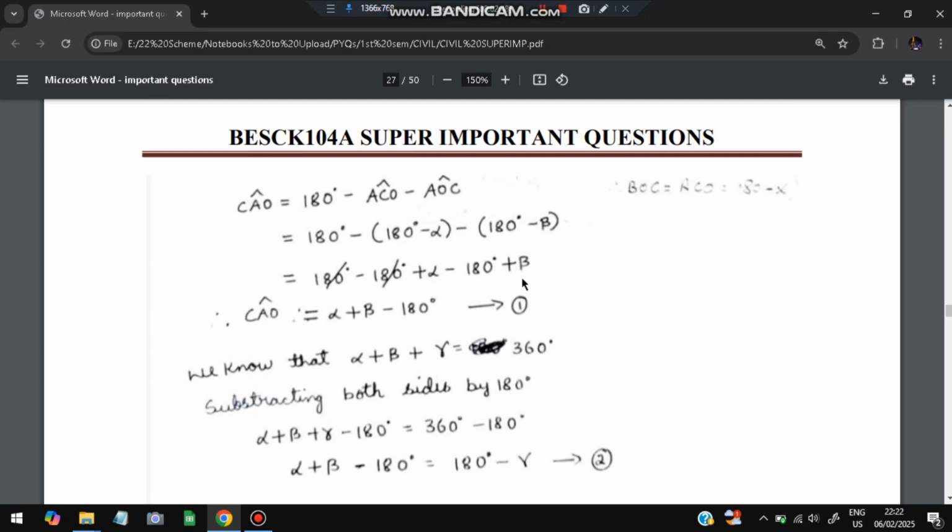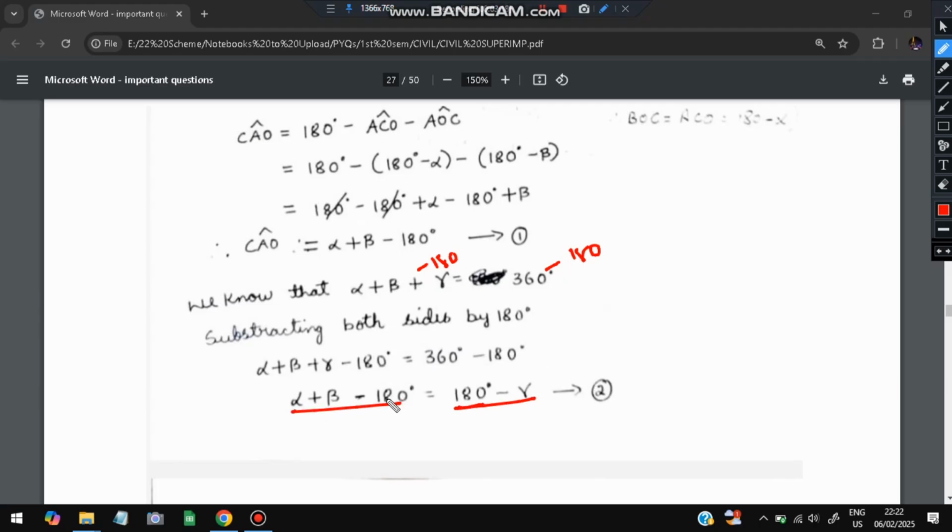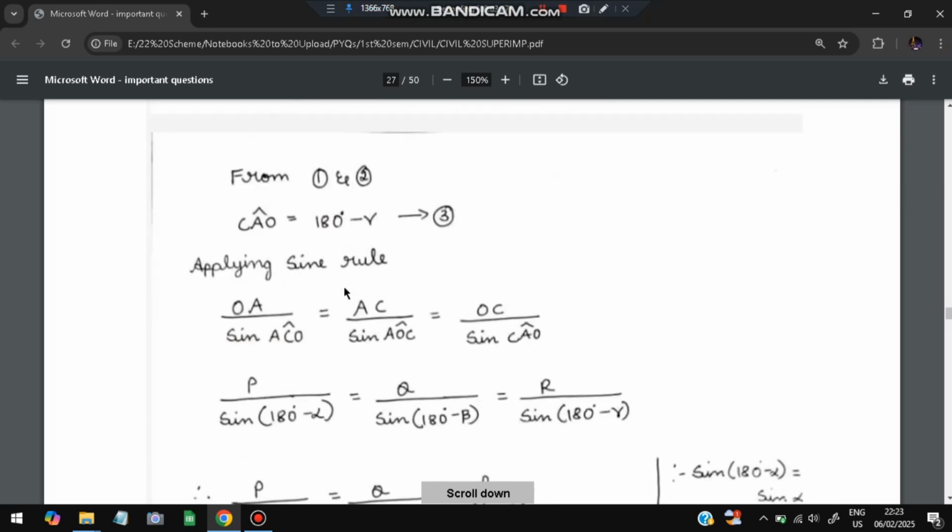But we know that alpha plus beta plus gamma is equal to 360 degrees, right? So alpha plus beta will be equal to 360 minus gamma. Subtracting 180 degrees from both sides and shifting gamma here, we get 180 minus gamma equal to alpha plus beta minus 180. And this is equivalent to CAO. So CAO became 180 minus gamma. This is the value of CAO.